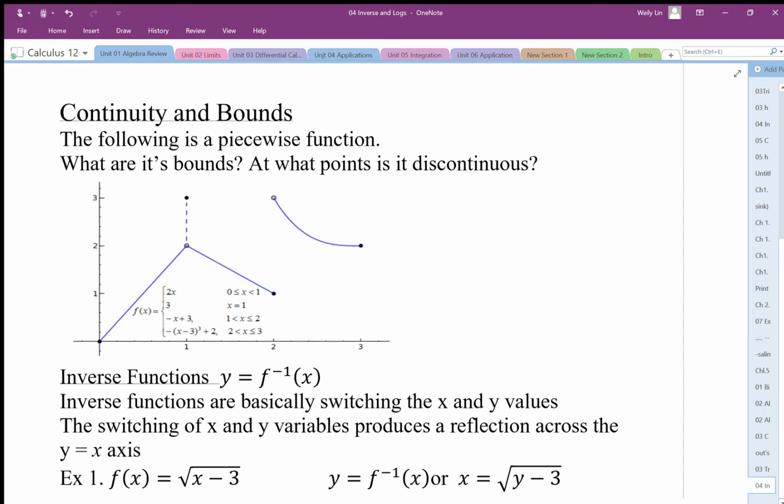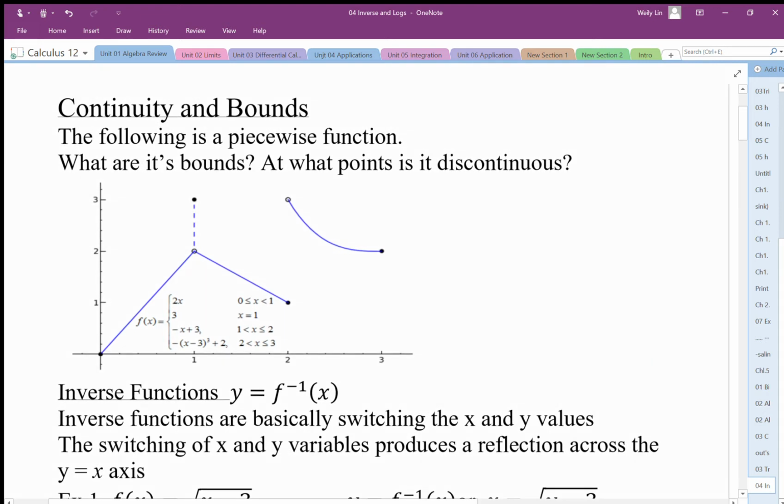So what are continuity and bounds? Well, continuity is a fairly simple concept, and it's this idea that if I can draw my line and I don't have to lift my pen up, it's continuous. But once I have to lift my pen up, for example, from here to here, this is now what we call discontinuous.